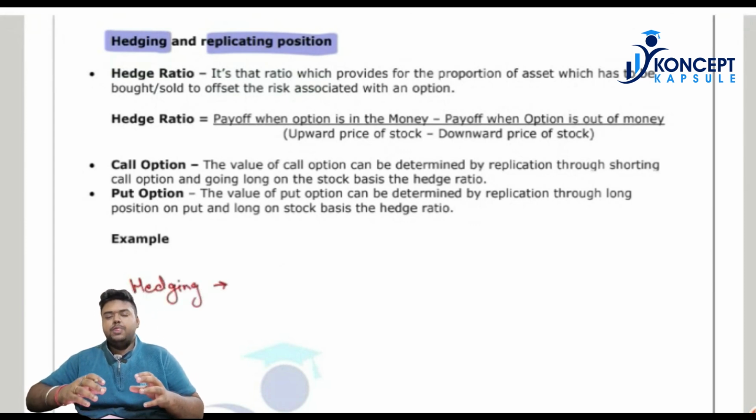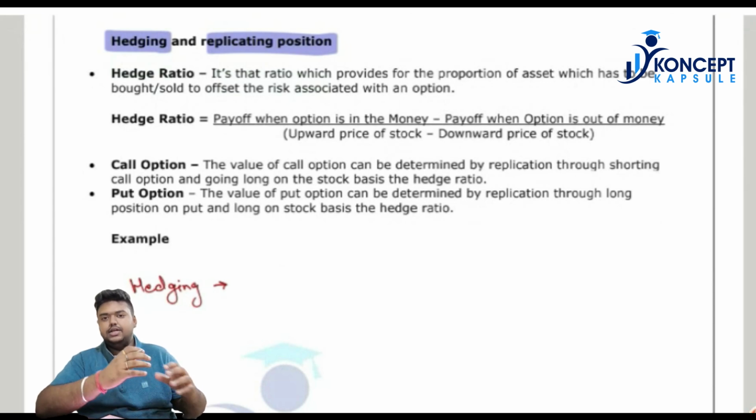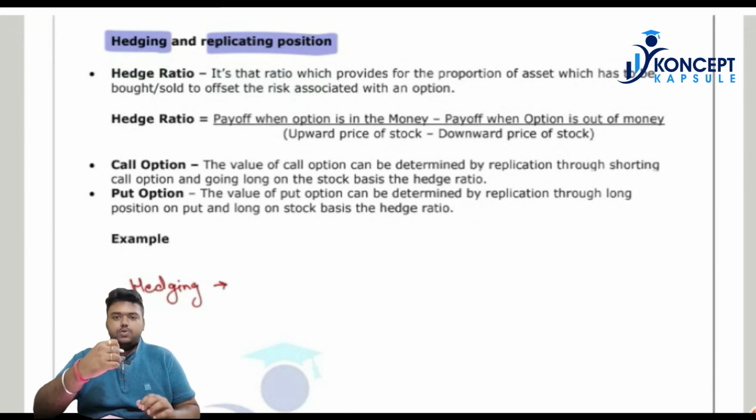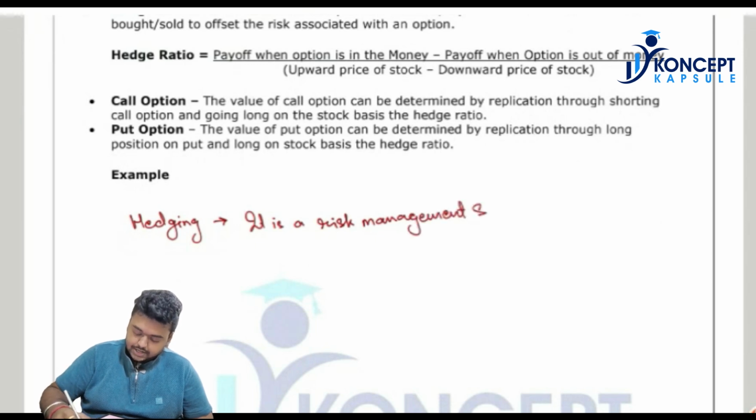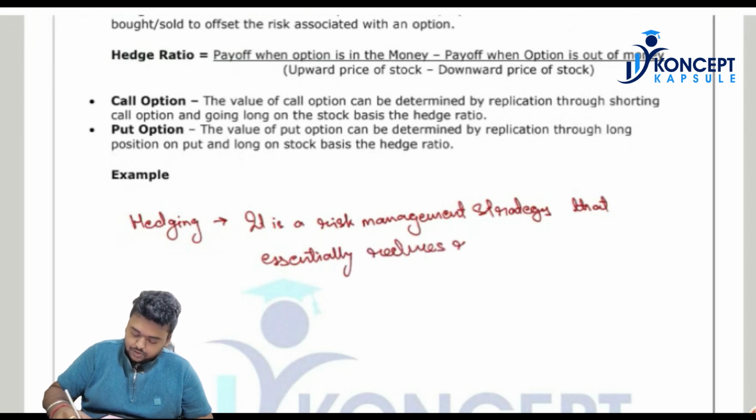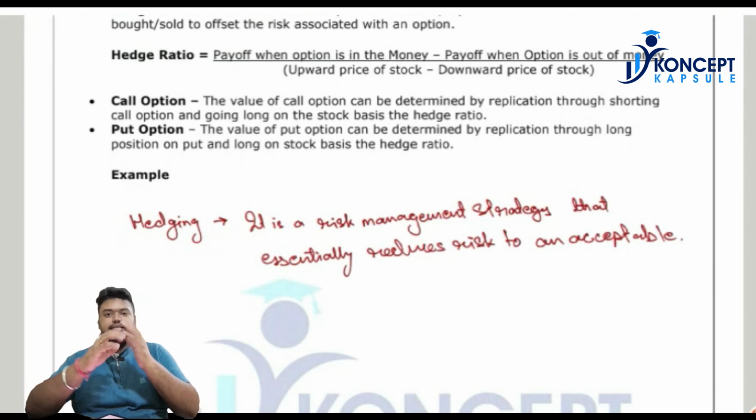See, the concept of hedging, you will be understanding more in details in other topics of CFA. But since this topic has come, I am giving you a brief description around it. What is hedging? Hedging is a risk management strategy that essentially reduces risk to an acceptable level. Okay, so what is hedging? Hedging is a risk management strategy.